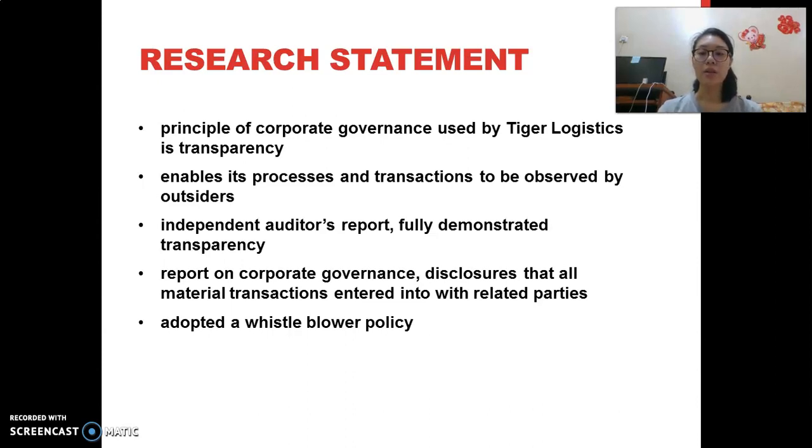Based on the independent auditor report, the company fully demonstrates transparency and disclosure of all material transactions entered into with related parties, and the company also adopts a whistleblower policy.